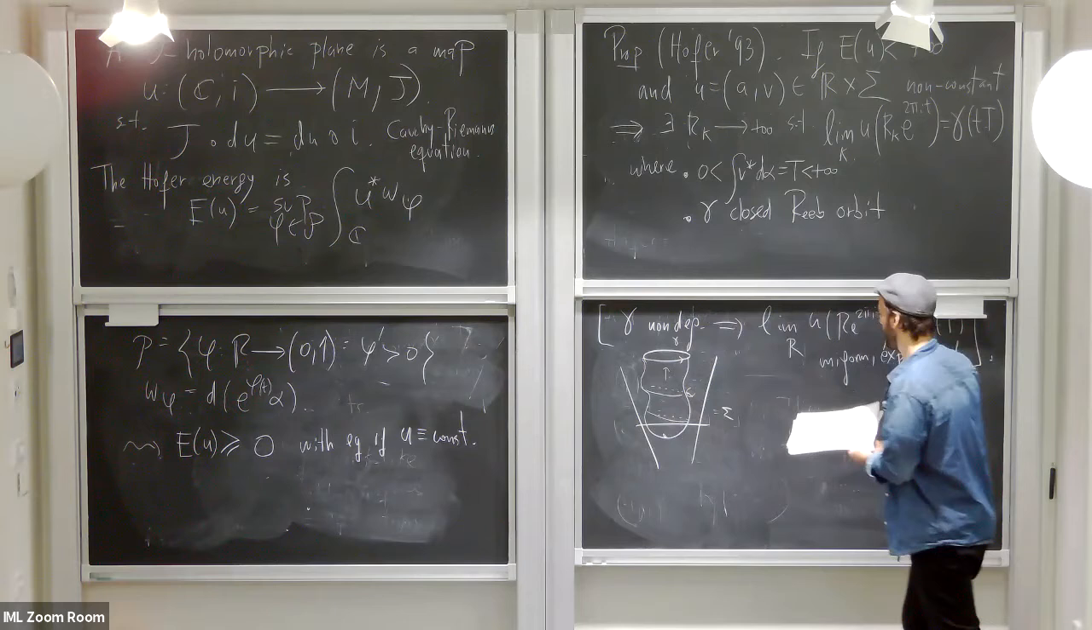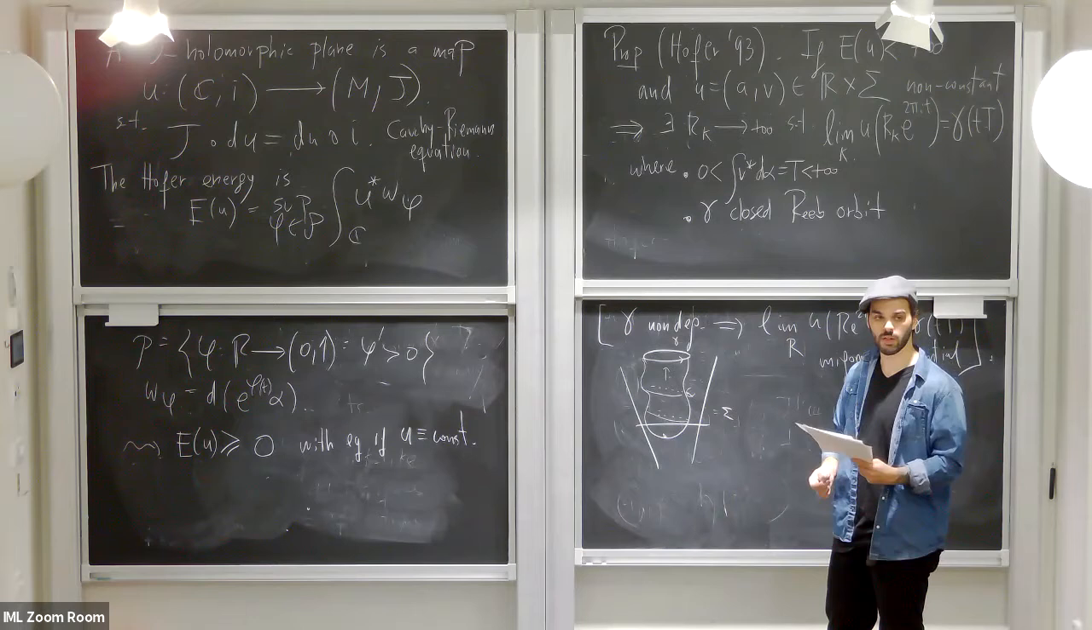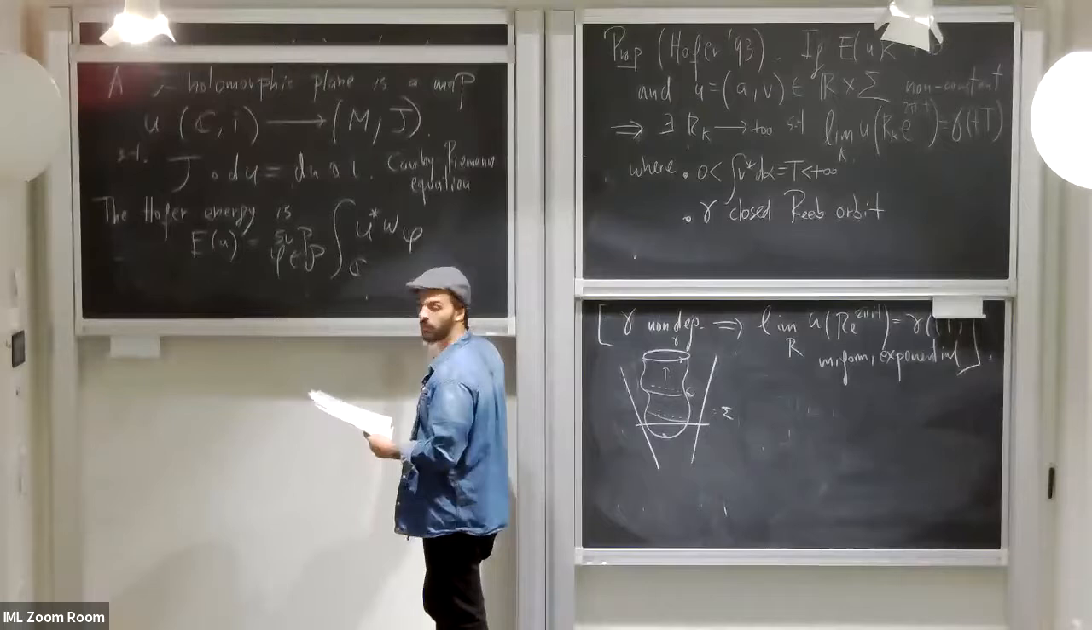For this proposition, do you require the holomorphic plane U to have any condition at infinity, or does it come from here? It comes from finite energy. It comes from finite energy. This is the whole point of this quantity. Okay, I see. So it's saying that if it is finite energy, in fact, it has to be asymptotic to a Reeb orbit. Yeah. It's a conclusion. It's quite strong.